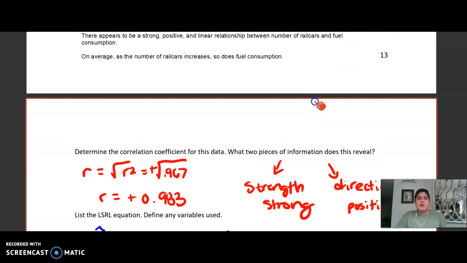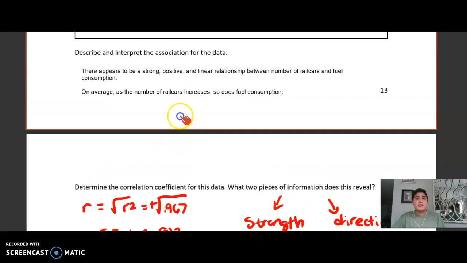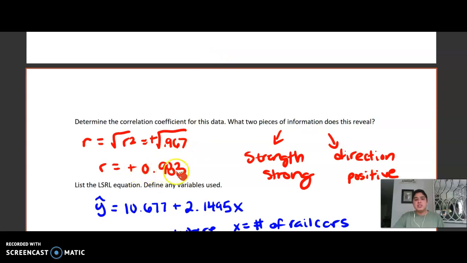Okay, now determining the correlation coefficient, again, I have r squared, so I'm going to take the square root of r, but the sign of r depends on the slope. And so for us, the slope is positive, so my correlation coefficient should be positive. So I just take the square root there.